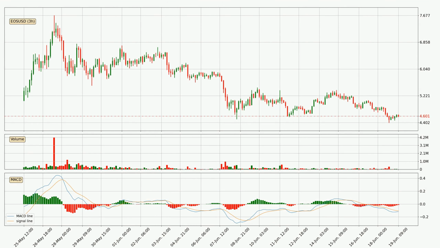Looking at the 3-hourly MACD, the MACD line is below the signal line, which shows that the current trend is on the downside. However, the MACD histogram shows that the momentum is currently shifting to the upside, and it could be expected that the price will consolidate for some time, and you should wait to see if the MACD line will cross the signal line, which will be bullish.